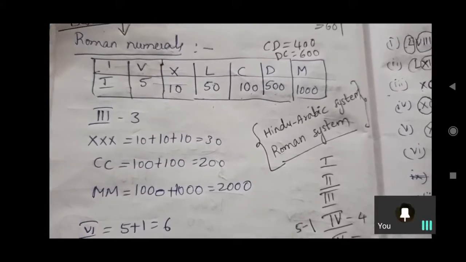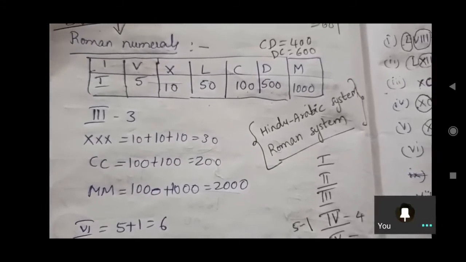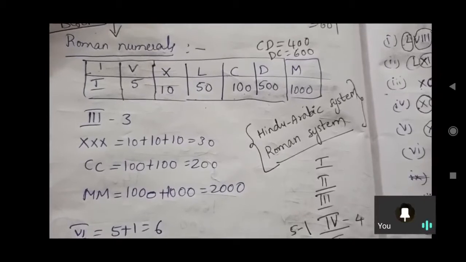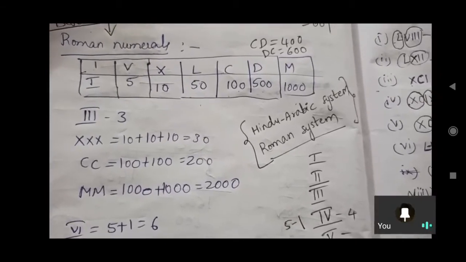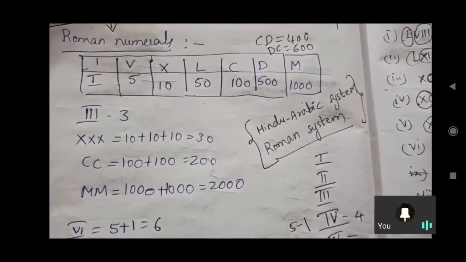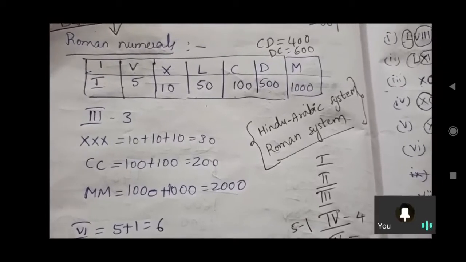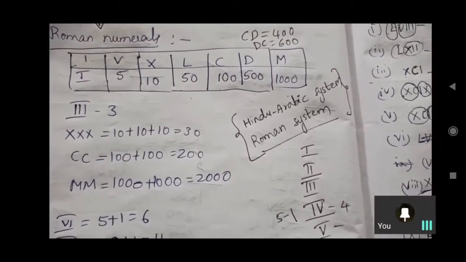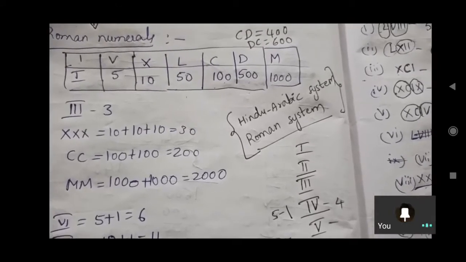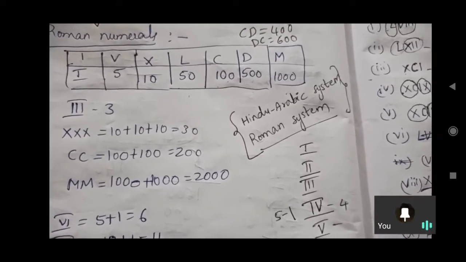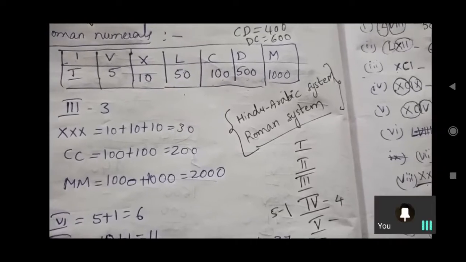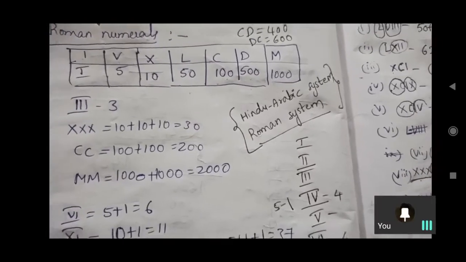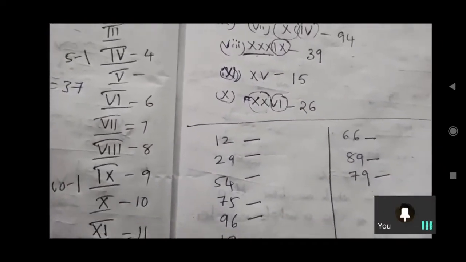So 500 if we want to write, D we have to write. 400 means C before D. CD is for 400, DC is for 600. So in that manner, for 1000 we have M. So 900 we have to write CM. For 1100, MC. Right side if we add, next numbers. Okay, left side if we add, back numbers we have to take.